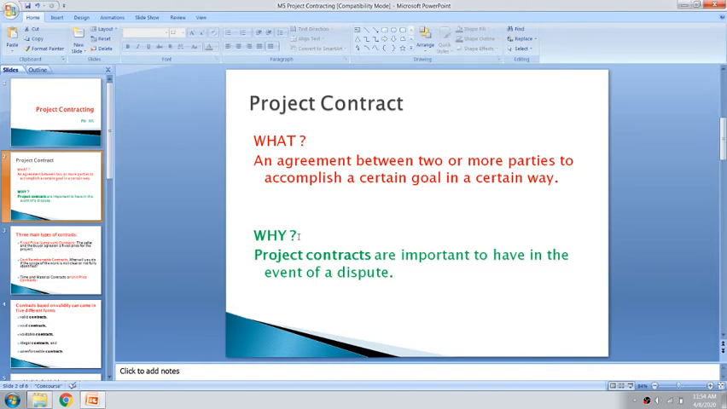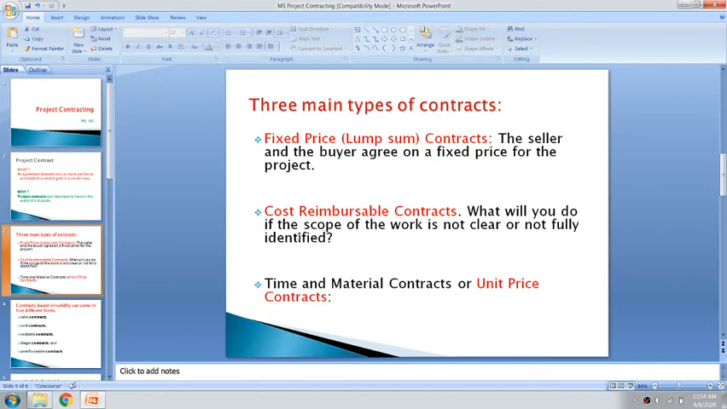Coming to the types of contracts usually existing, there are a lot of variants for each and everything. But generally, three major types of contracts are going to be there.